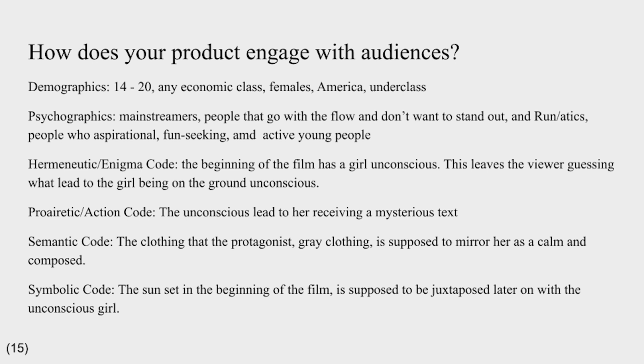For somatic code, the clothing that the protagonist wears is gray clothing. It's supposed to mirror her as calm and composed. For symbolic code, the sun setting in the beginning of the film is supposed to be juxtaposed later on with the unconscious girl in the dark.